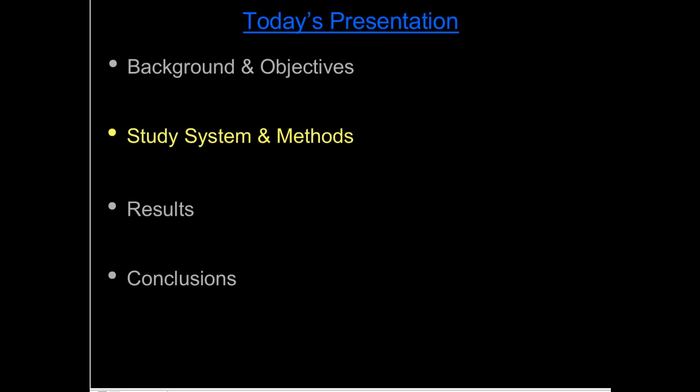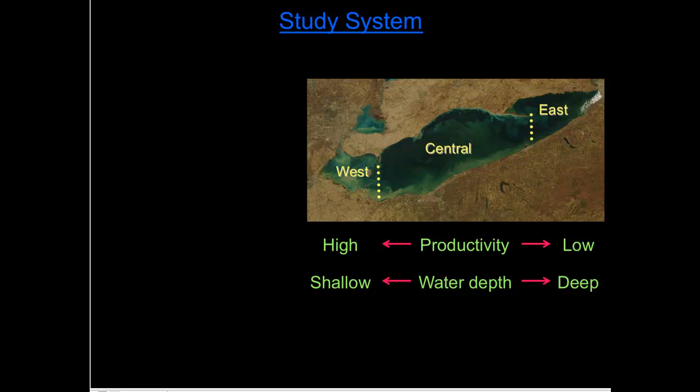So with that, we'll go into the methods and the study system a little bit more. I'd like to start with just a general introduction to Lake Erie. This is a picture of Lake Erie here. It's usually divided into three different areas: the west, the central, and the east. And the west is where the highest intensity of harmful algal bloom events have historically occurred.